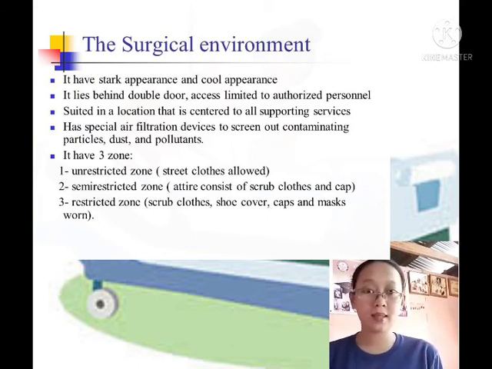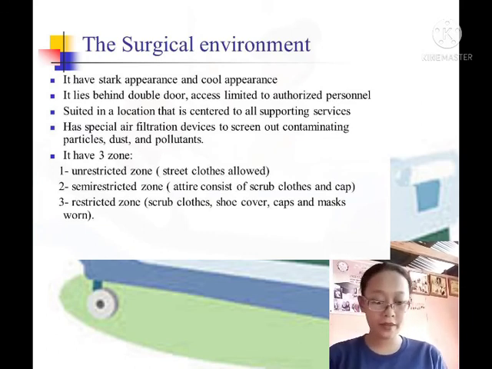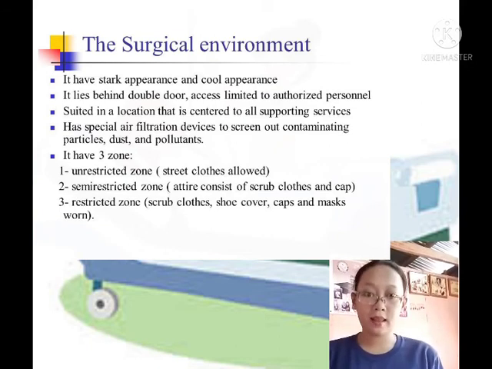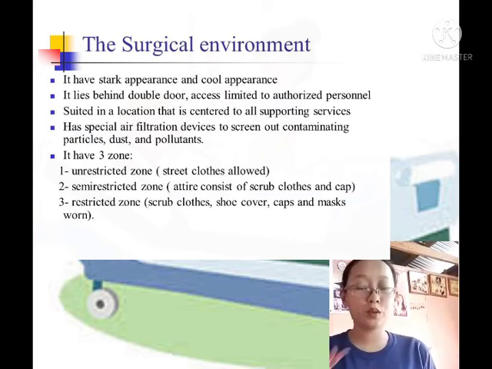So they have a policy governing the environment. It addresses such issues as the health of the staff, the cleanliness of the rooms, and the sterility of equipment and surfaces. The surgical area is divided into 3.